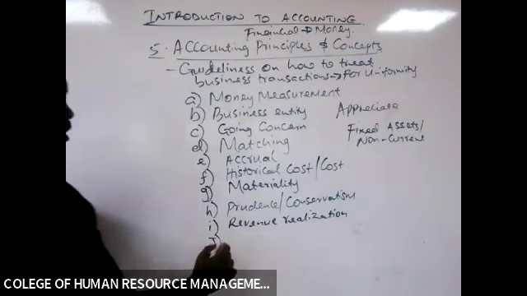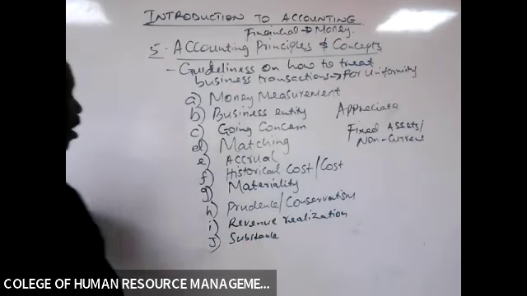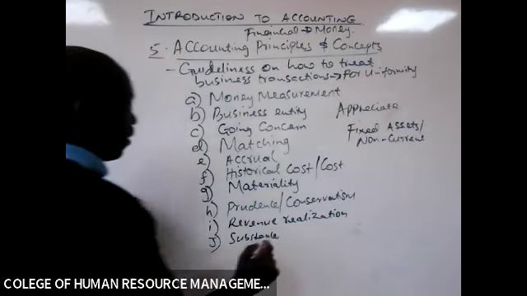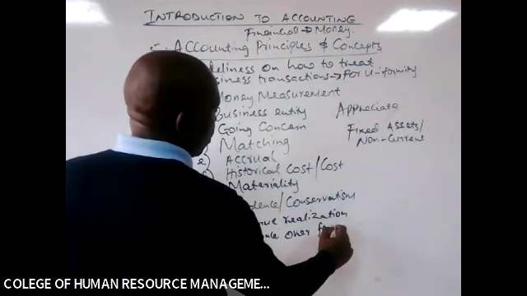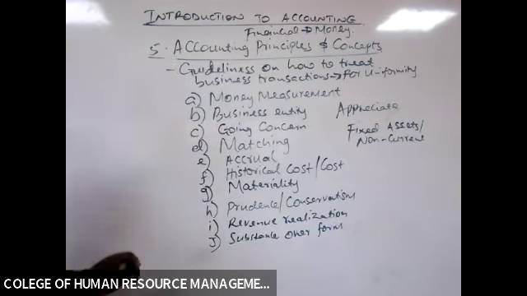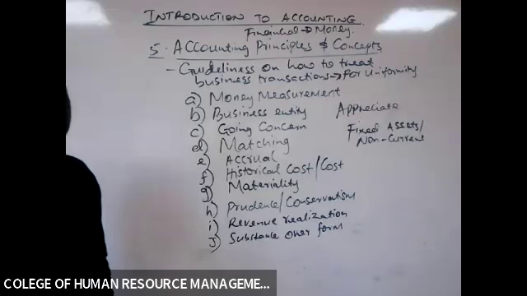Today we have a concept we call substance over form. Substance over form. This is a concept whereby the accountants might find themselves at a point of dilemma.